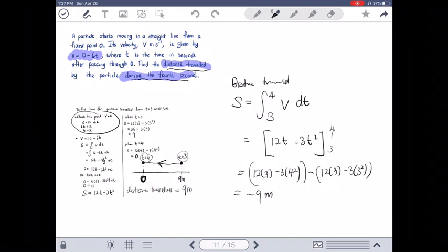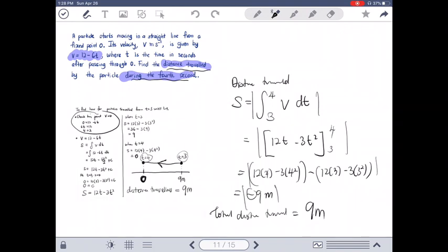Negative 9 shows that the object is possibly moving towards the left hand side. But well, there is no negative for distance. What you can do, you just modulus that from the start. Okay, so the final answer is just 9. We will say the total distance traveled just equals to 9 meter. Okay. If you ask me personally, I think I will use the second method in this case. Easier.